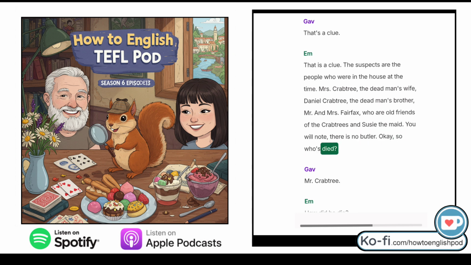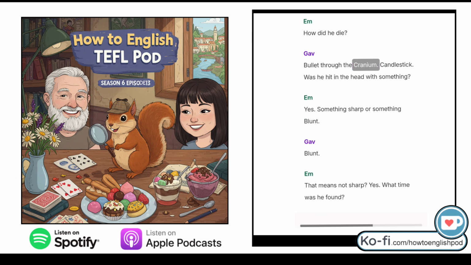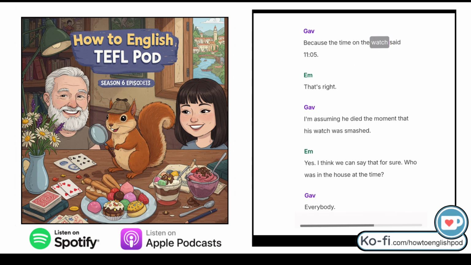Okay, so who's died? Mr. Crabtree. How did he die? Bullet through the cranium. Candlestick. Was he hit in the head with something? Yes. Something sharp or something blunt? Blunt. That means not sharp, yes. What time was he found? According to my notes, 11:15. Was that when he died? No. How do you know? Because the time on the watch said 11:05. That's right. I'm assuming he died the moment that his watch was smashed. Yes, I think we can say that for sure.